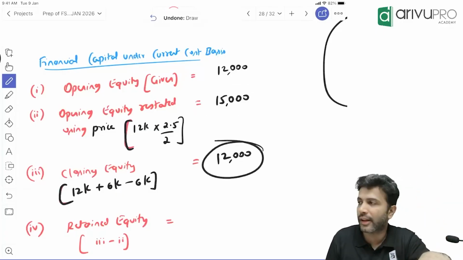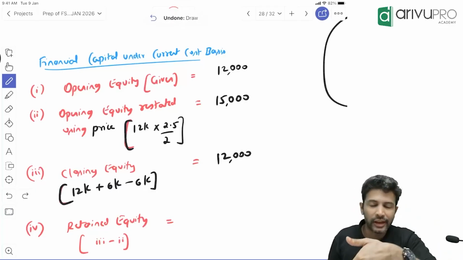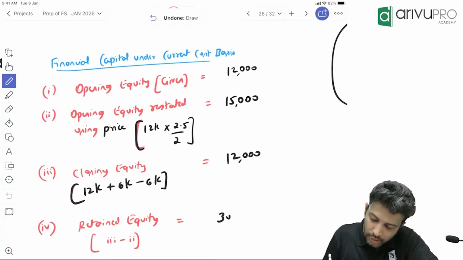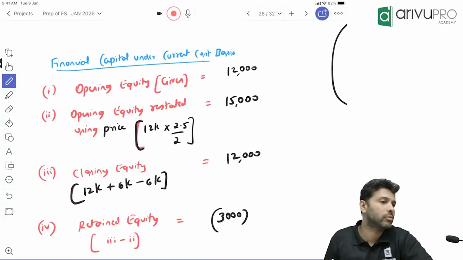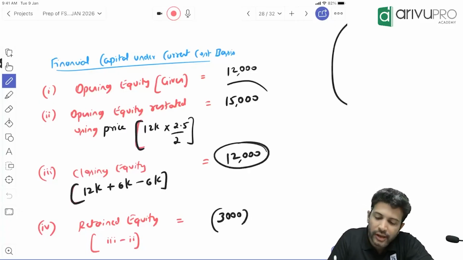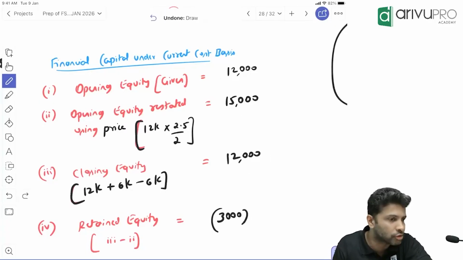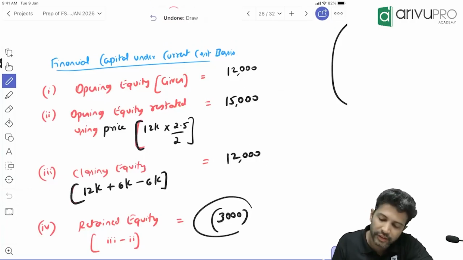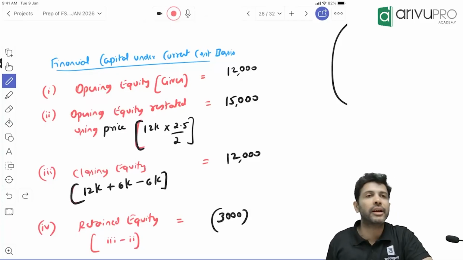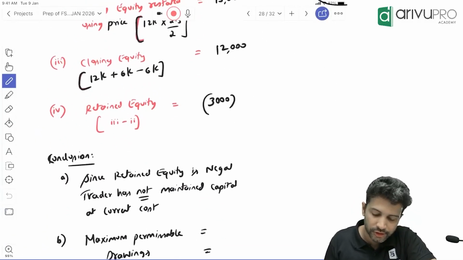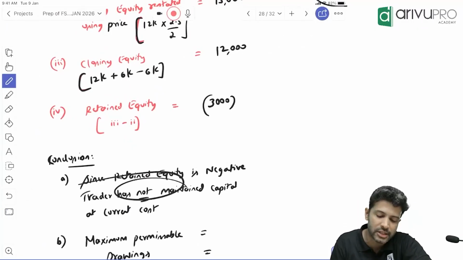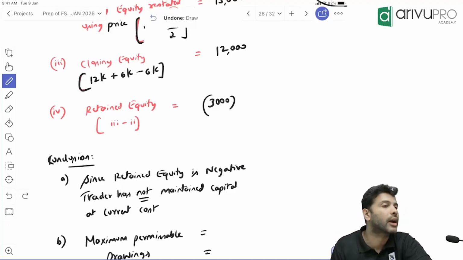Sir, next year to buy the same 6,000 units, you need how much money? 15,000. Have you maintained 15,000 or 12,000? That means did you retain the money here or no retention? These two minus is how much? 3,000. Positive or negative? Negative. Closing equity should at least be how much? 15,000. Is it 15,000? No. Because it is not, we are saying retained equity has become negative. So has the trader maintained the capital at current cost or not? First conclusion is the same: since retained equity is negative, the trader has not maintained capital at current cost.